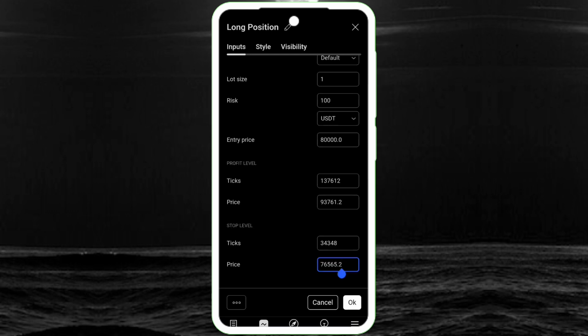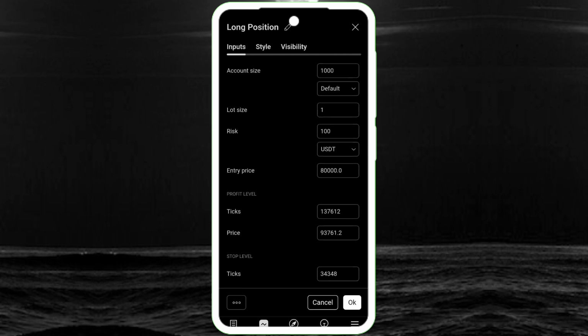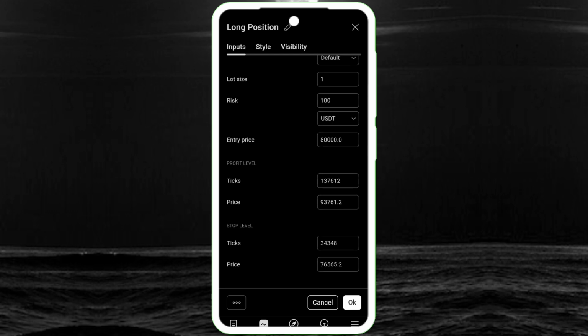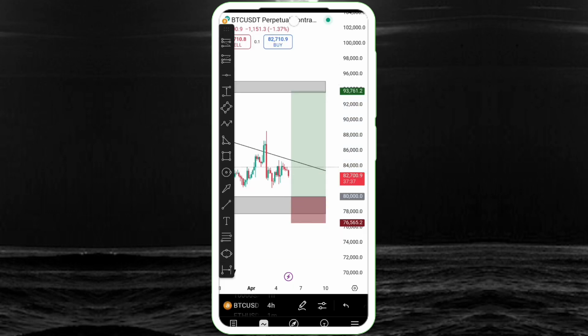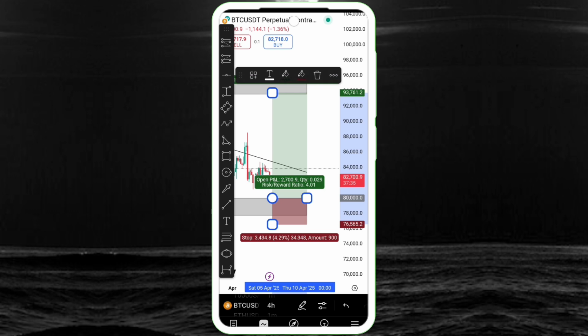Remember, this take profit, stop loss, and entry price are based on the signal that we draw. So you input it right there, and after you input it, you click OK. It's going to show you exactly like this. You can see the price parameters.